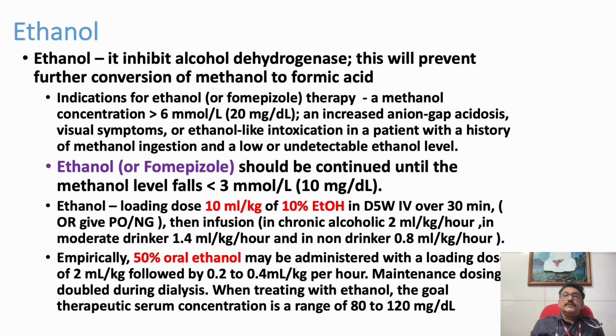If those preparations are not available, then it is better to go for traditional alcohol. You can take 50% oral ethanol, that is alcohol, and give it through the Ryle's tube, and that also gives equal benefit. That is because it reduces the production of formic acid from methanol. We will see how it reduces the production.